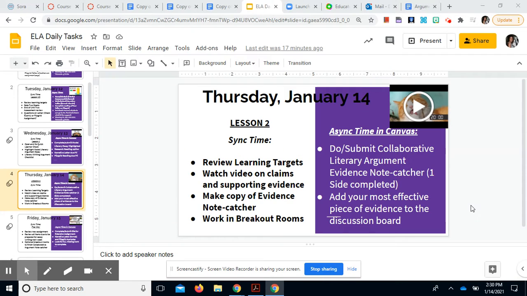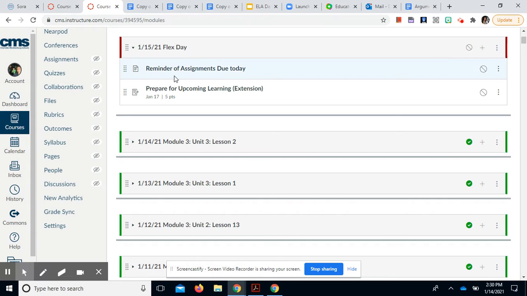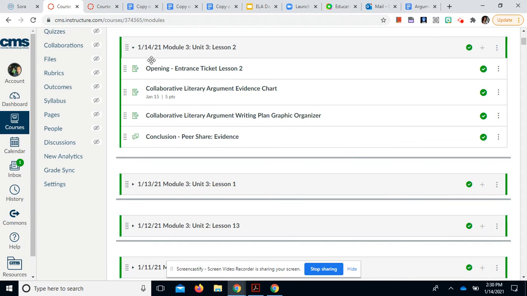All right, guys, here's a look at lesson 2 from unit 3 that we did in class today on Thursday, January 14th. We started by looking at our learning targets, watched a video on claims and supporting evidence, and then we're working on the evidence note catchers. So let's go ahead and take a look at our opening.